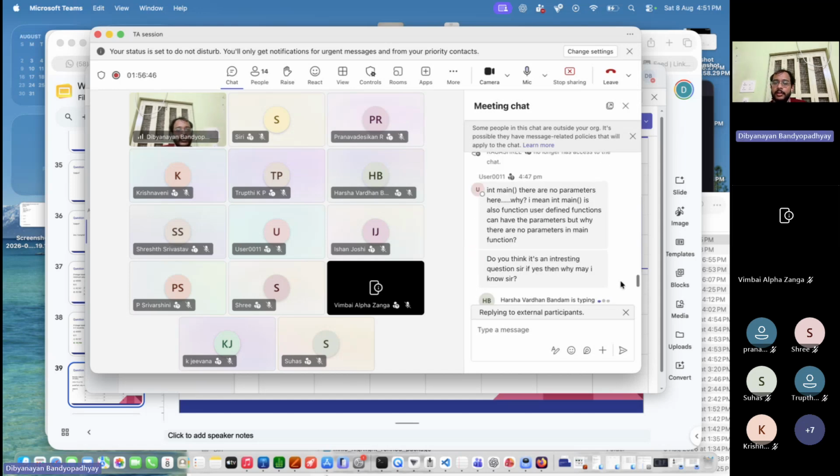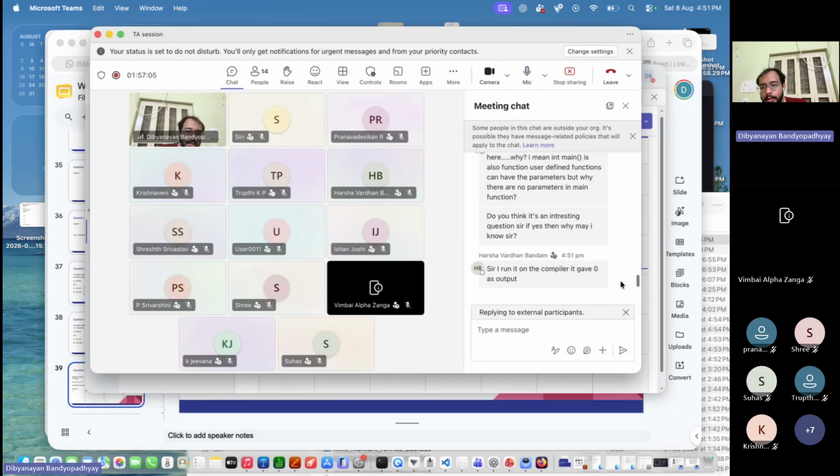Yeah, so this is it for today. If there are any questions, let me know. Int main, there are no parameters here. Why? You can specify parameters to int main also, but I don't think it will compile actually. So there is no reason as such.